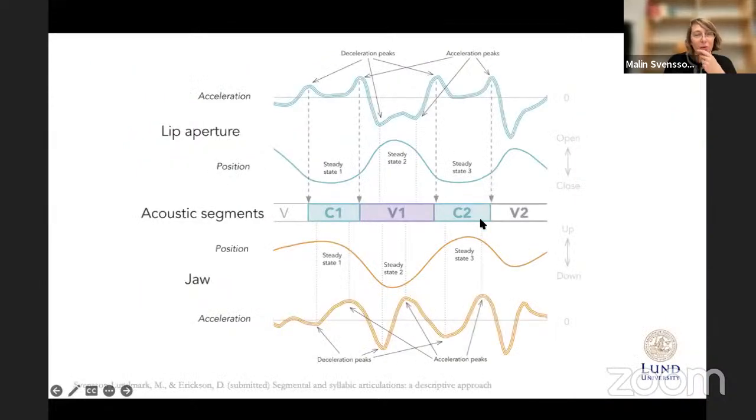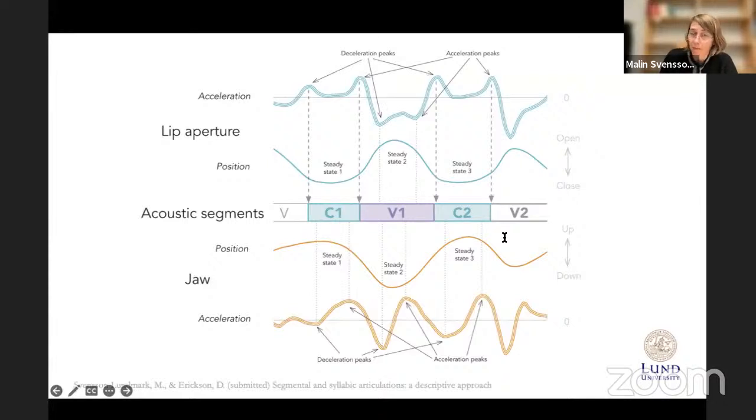So this is a quite complicated figure. I'm going to guide you through it. Here we have lip aperture. Remember, the distance between 2 sensors, so going down means the lips are closed. And we have jaw movements. And this is the word mamma. So lips are the crucial articulators for both constrictions. And the jaw goes up during C1 and C2, and then it's lowered during the vowel. The steady states of both the lips and jaw are marked. So we have 3 steady states.